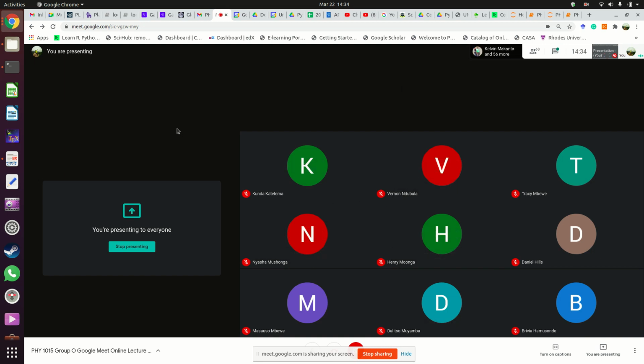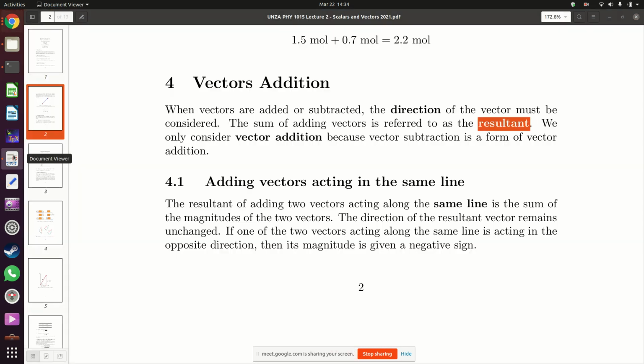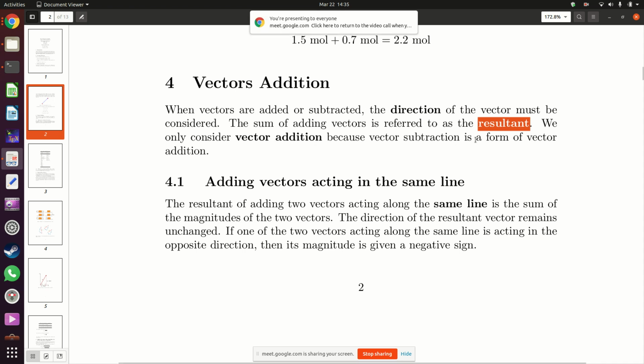One of the tasks in the course is finding the resultant. We give you vector A, we give you vector B. Vector A has got this size, it has got this direction. Vector B has got this size, this direction. Find vector A plus B. That A plus B is the resultant.